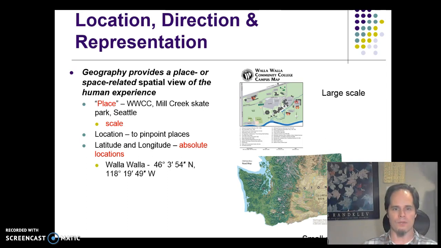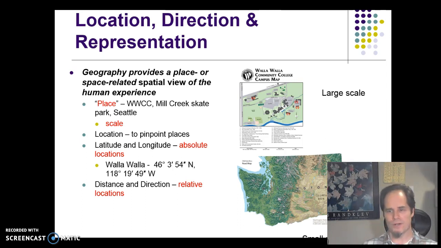We have the location of Walla Walla Community College, which is 46 degrees, 3 minutes, 54 seconds north latitude, and 118 degrees, 19 minutes, 49 seconds west longitude. Those are the X and Y coordinates that determine the absolute location of Walla Walla Community College.